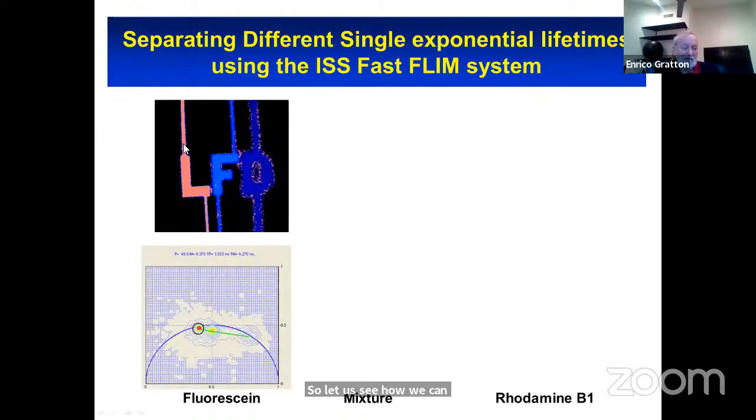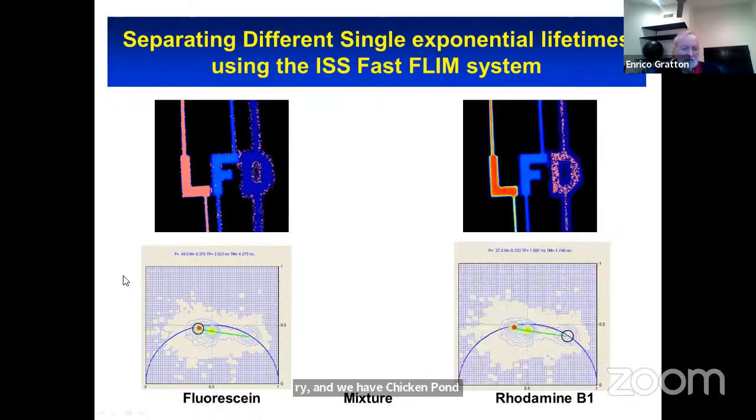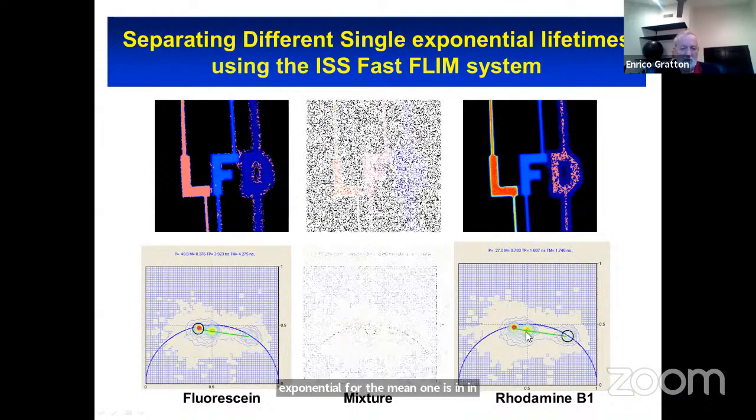This is an easy experiment. I have 3 capillaries, one filled up with fluorescein, the other with rhodamine B, and one which is the mixture of the 2. So we have in the phasor plot the points corresponding to that capillary, the point corresponding to central capillary, and the point corresponding to the dye. And we have 3 components. The 3 components must lie in a line because fluorescein is a single exponential, rhodamine B pure is a single exponential, and we have an intermediate point, which is the combination of the 2.